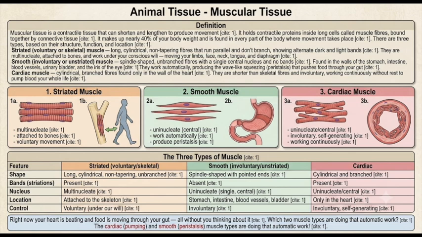Striated muscle: long, cylindrical, non-tapering fibers that run parallel and do not branch, showing alternate dark and light bands. These are multinucleate, attached to bones, and work under your conscious will. For example, moving your limbs, face, neck, tongue, and diaphragm.